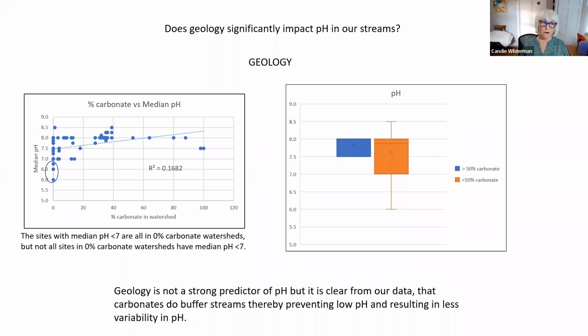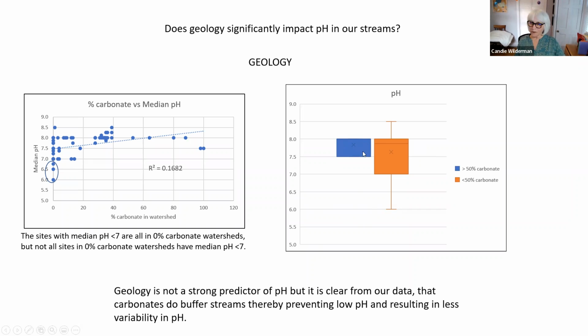But there also are sites in 0 carbonate watersheds that have higher pHs as well. So I decided to look at it a little bit differently, with box and whisker plots. I thought that was even more interesting, because the blue one is the greater than 50% limestone or carbonate, and the orange is less than 50%. Look at the difference there.